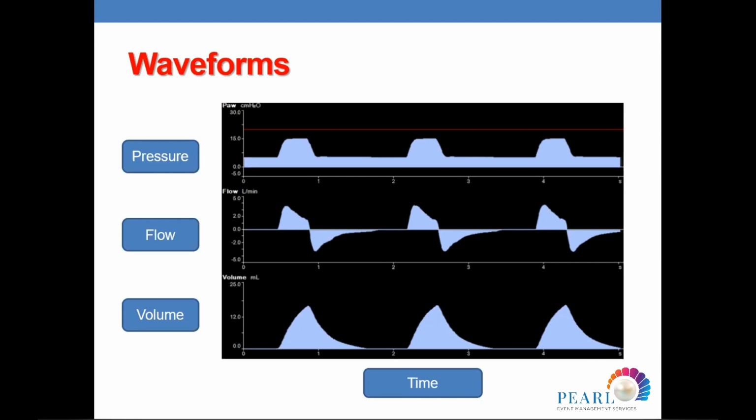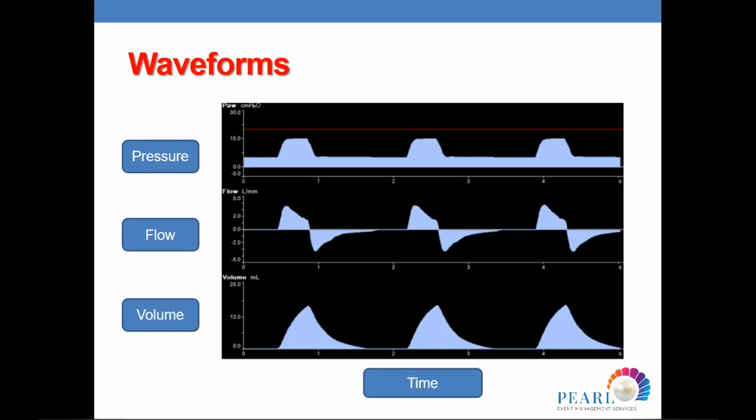Then the flow will start at 0. It will go up fast because you need to reach a certain pressure, so it will start fast. Then when the pressure reaches the plateau phase, the flow will go down slowly until the time that you stop the breath. So it will cut down and go to the negative.